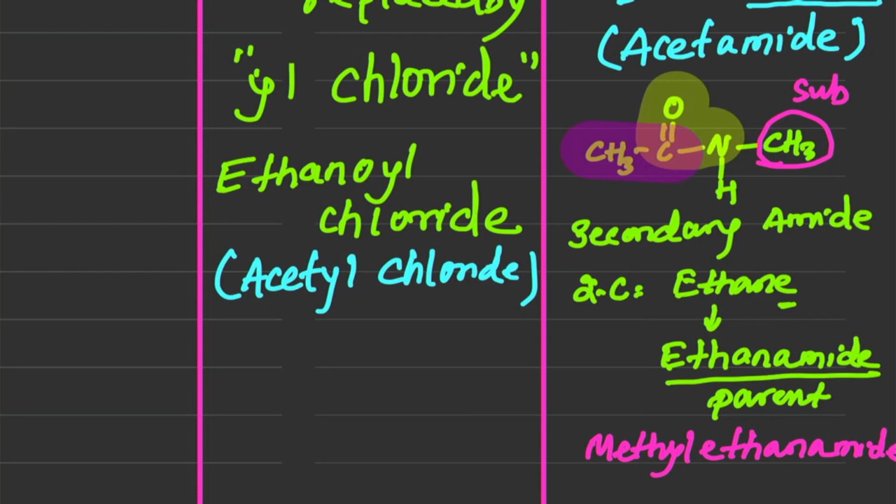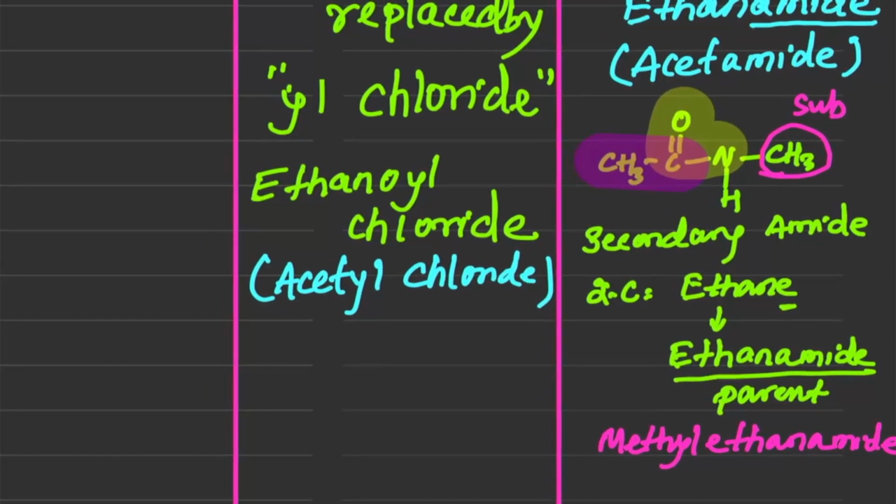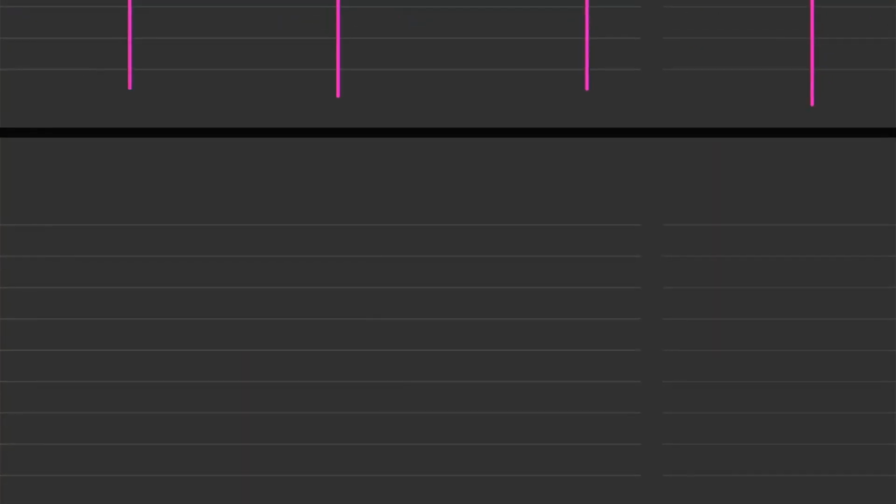Okay, the last thing you want to do is find where exactly the methyl group is present. The methyl group is present on the nitrogen. So you're going to have N-methyl ethanamide. Okay, so let's do one more example of amide and then we can move on.